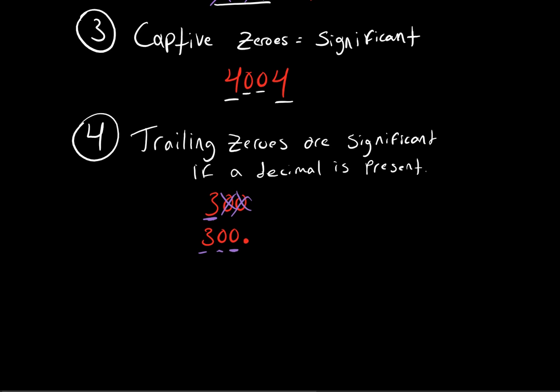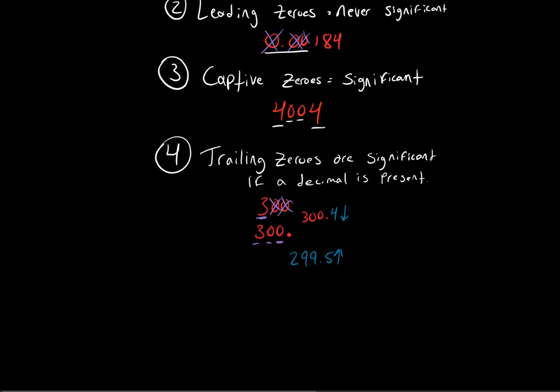Because technically that 300 could have been 300.5 rounded down, or once again 299.5 rounded up. And for this one, I'm sorry, I meant 300.4 rounded down. 300.5 would round up. So these two zeros count because they are relevant to the number. If they were to change, the number would change. So that decimal there tells me it is 300 on the dot.